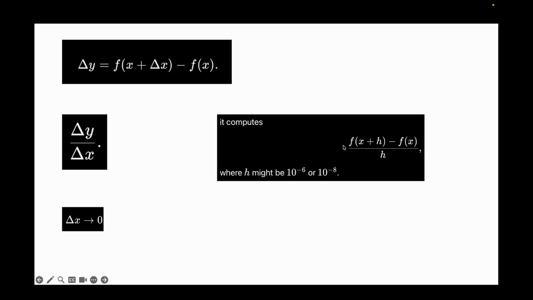The computer doesn't know limits. How does it compute it? The computer takes h to be a very small value, on the order of 10 to the power minus 6 or 10 to the power minus 8, and then mathematically substitutes the value in the function, does the subtraction, and then divides by h. So that's how the computer computes the gradient.